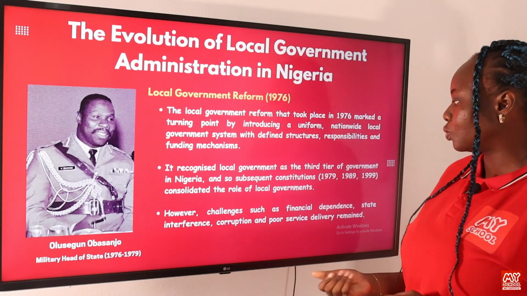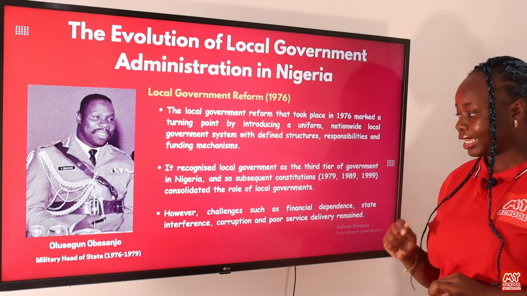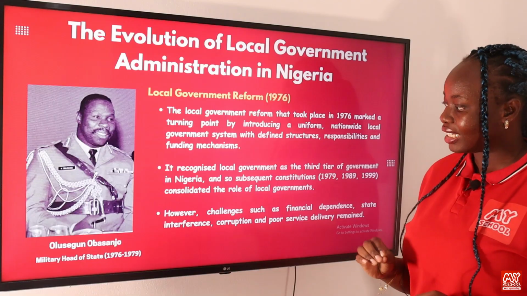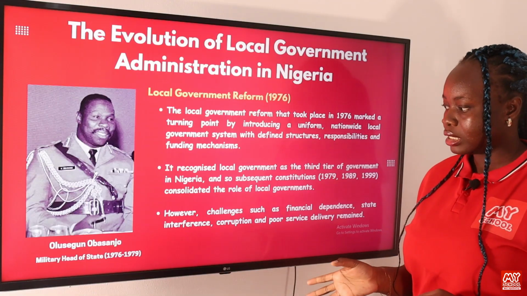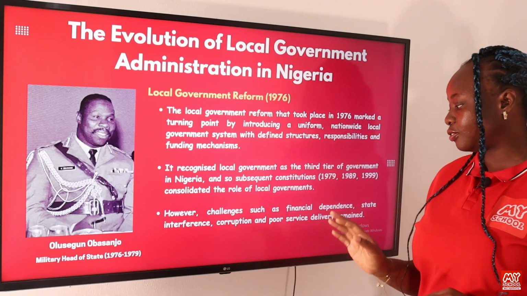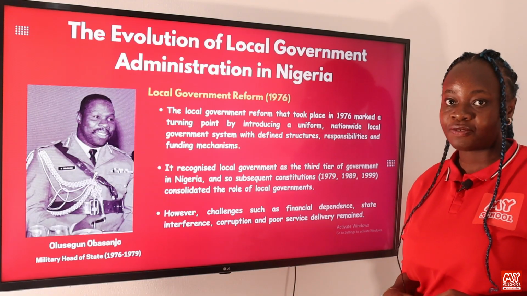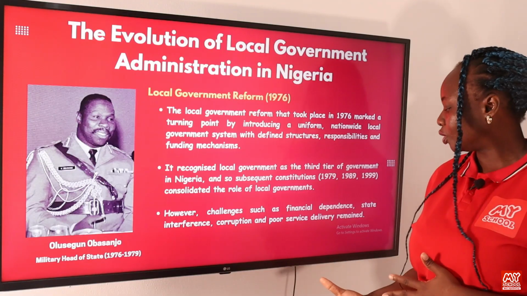So it recognized local government as the third tier of government in Nigeria. And so subsequent constitutions, that is the 1979, the 1989, and the 1999 constitution, consolidated the role of local governments. However, there were still challenges such as financial dependence. This means that they were still dependent on the federal and state government for resources to perform their responsibilities.